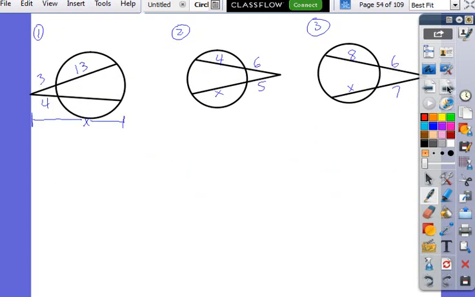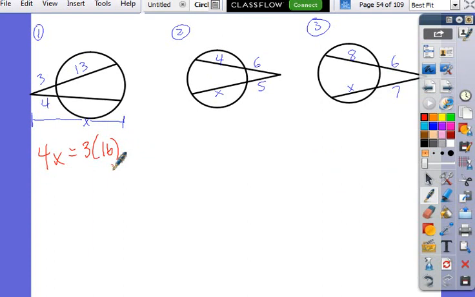What's the rule on these? Good. Outside times the whole thing equals outside times the whole thing. We weren't going to get it, so we don't even know. I might have. All right, we'll do the second one then.